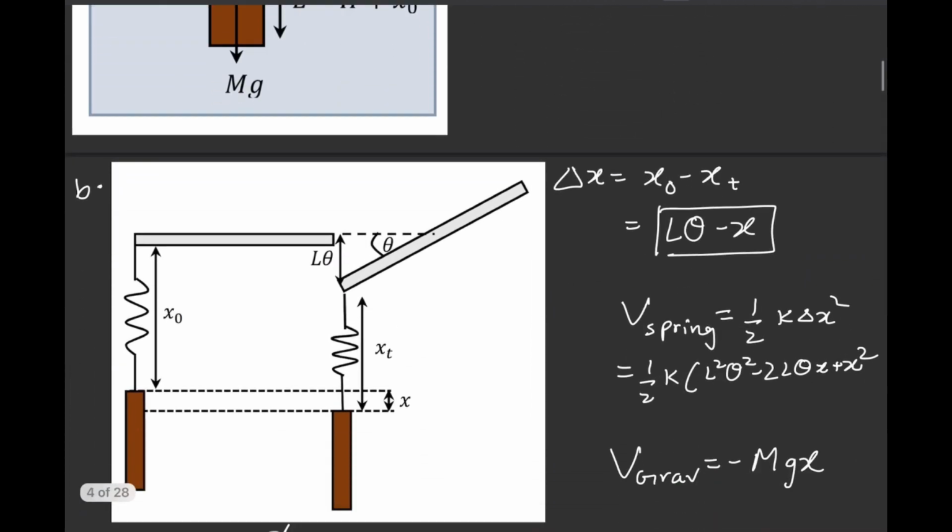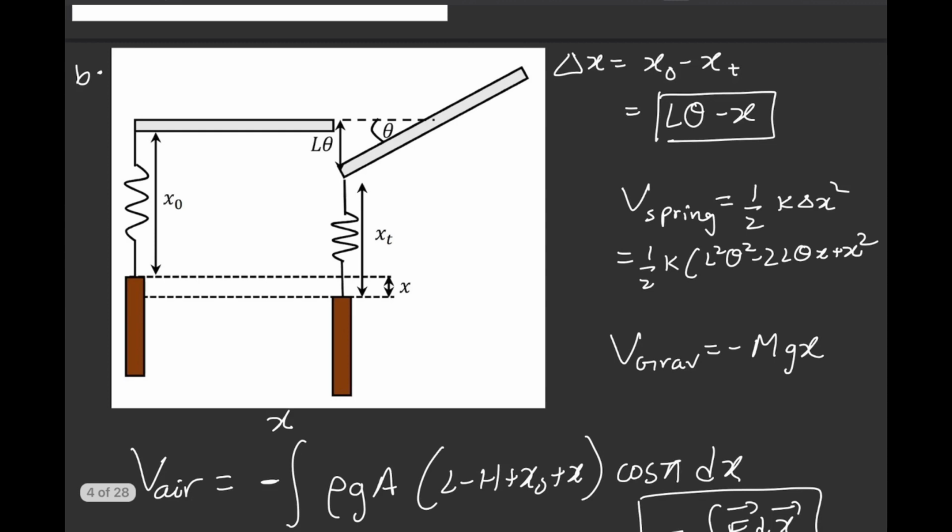Now say it is displaced from its equilibrium position by a distance x. So its new x is, say, x of t. X naught minus x(t) would be nothing but L naught minus x. That is evident from the picture here, as L naught plus x(t) minus x is nothing but x naught, which implies x(t) minus x naught is nothing but L naught minus x. So the potential energy stored in the spring is half k delta x squared, which is half k (L squared theta squared minus 2L theta x plus x squared).